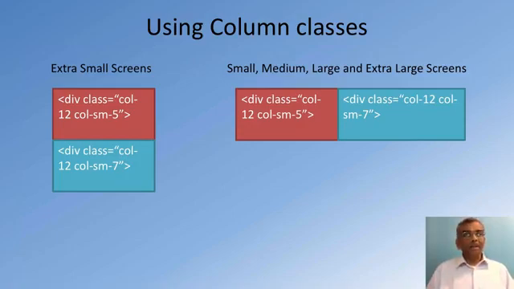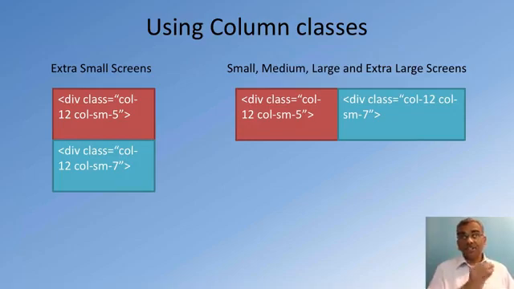Here is an example of a situation where I apply to the two divs column-12 and then column-sm-5 for the red piece of content, and for the other one I applied column-12 and column-sm-7. So the way this content will be laid out is for extra small screens, the two pieces of content will be stacked one on top of the other. So the red one will be stacked on top of the sea green color one. But for small to extra large screens, the two pieces of content will be laid out side by side.